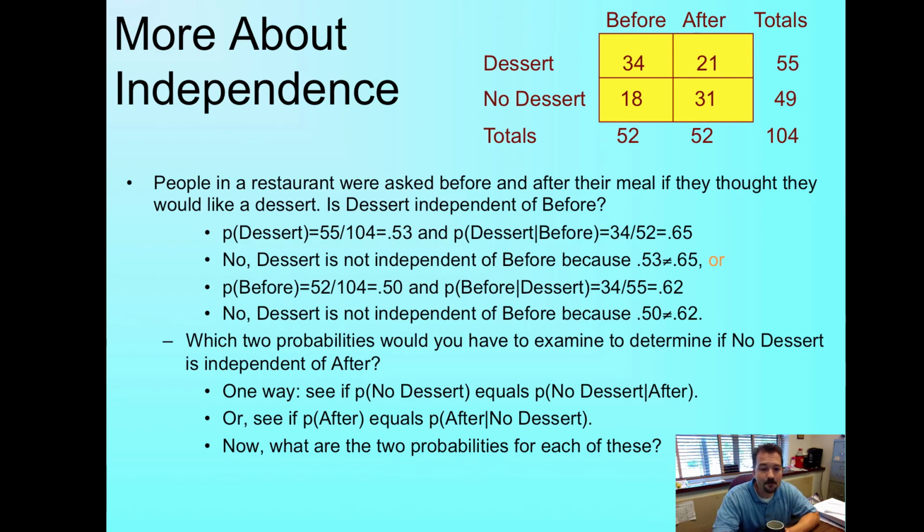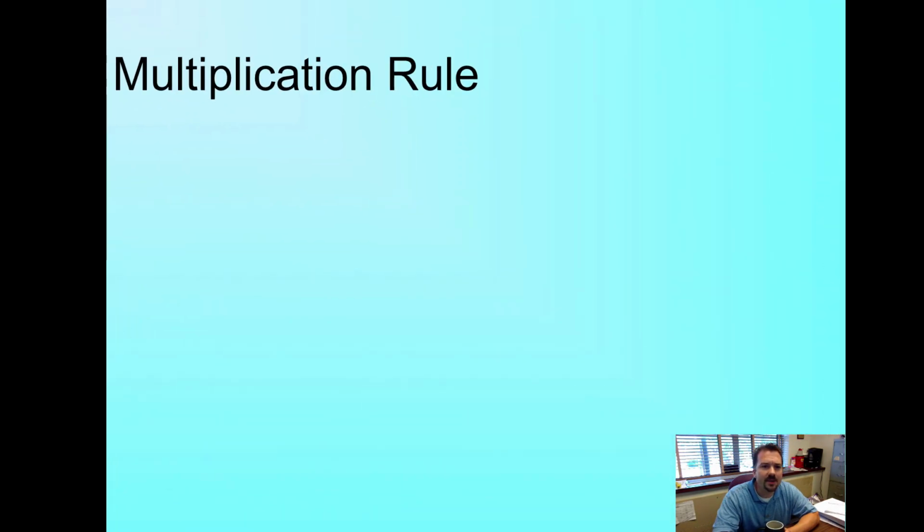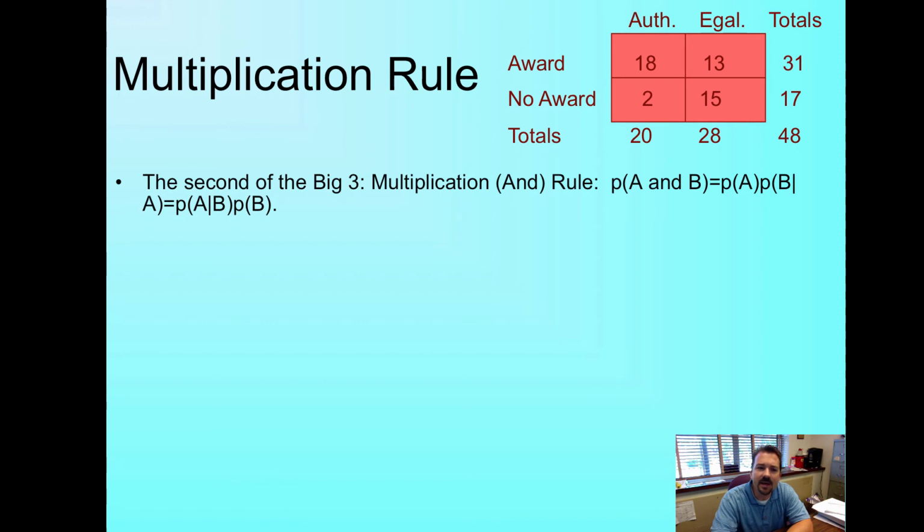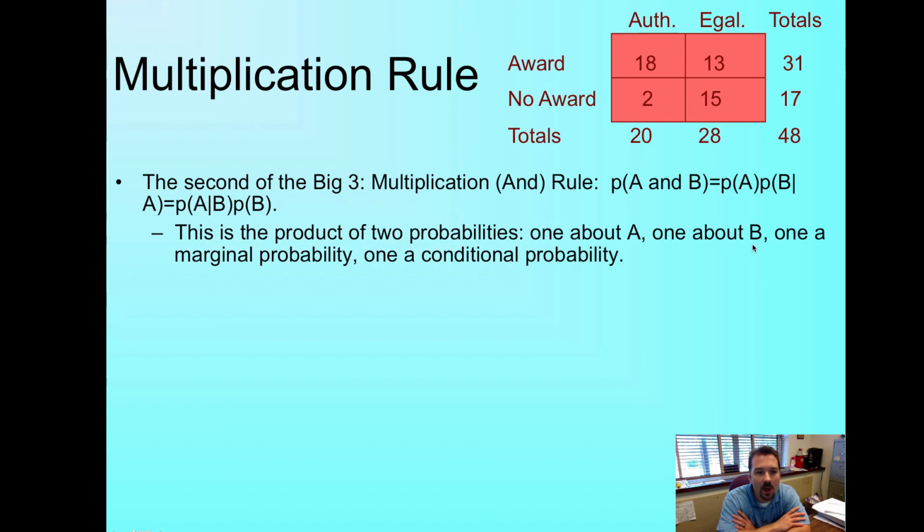Okay, so let's move on to the multiplication rule here, back to our mock jury experiment. The second of the big three, multiplication rule. Probability of A and B equals probability of A times probability of B given A, which is the same thing as probability of A given B times probability of B. And this is, as you can see, the product of two probabilities, one about A, one about B, what are called marginal versus conditional probabilities.